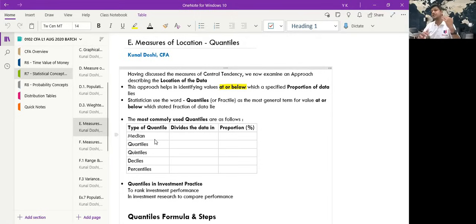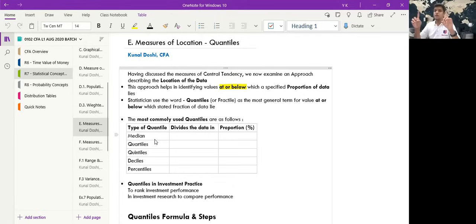This is something we may have done in the past in quants, if you remember. That is what we call quantiles. So in the past in statistics, you must have done this. If not, don't worry, we'll connect this right now. So let's focus on that. Now we are on the measures of location. The most common quantiles, statisticians call this quantile or fractile. There are different names for it.